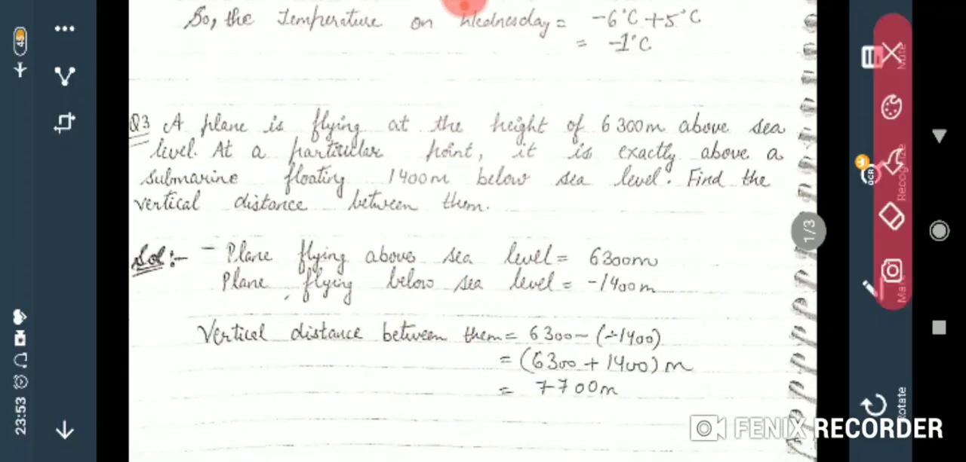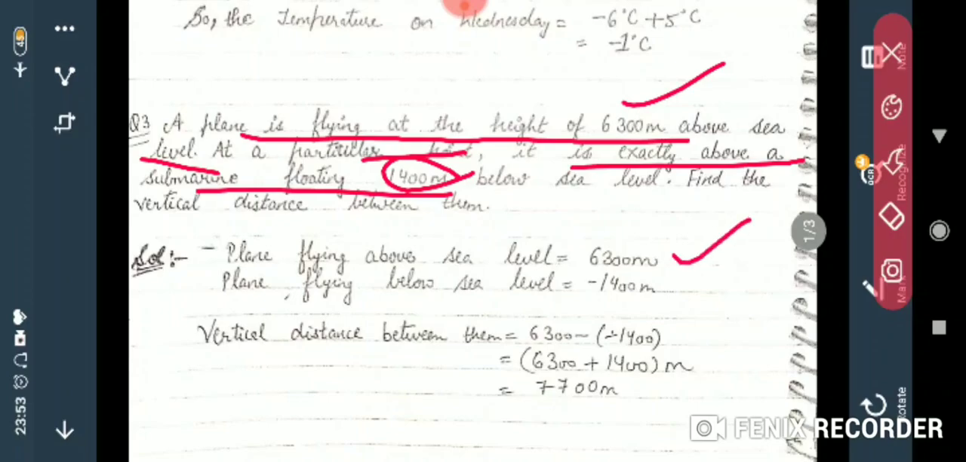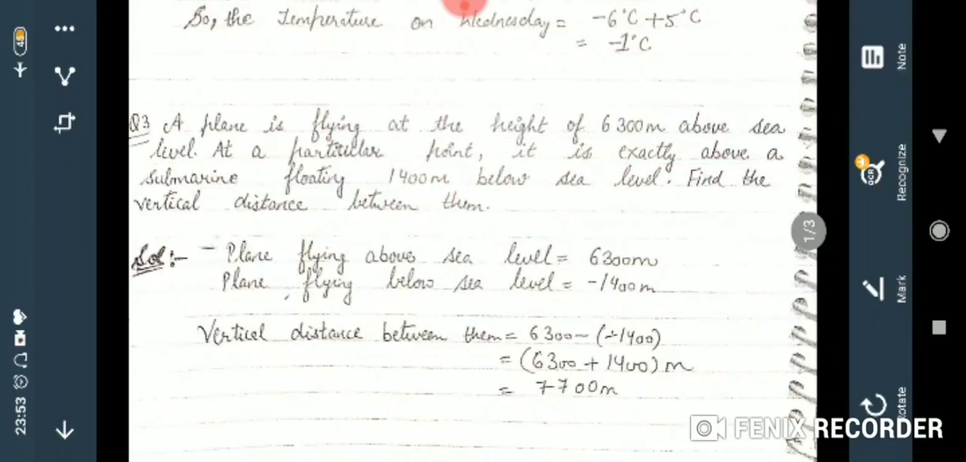Then the next question is, a plane is flying at the height of 6300 meters above sea level. So above sea level, what was the height of the plane? 6300 meters. At a particular point, it is exactly above a submarine floating 1400 meters below sea level. First it was above sea level, then below sea level. So what is the vertical distance between them?